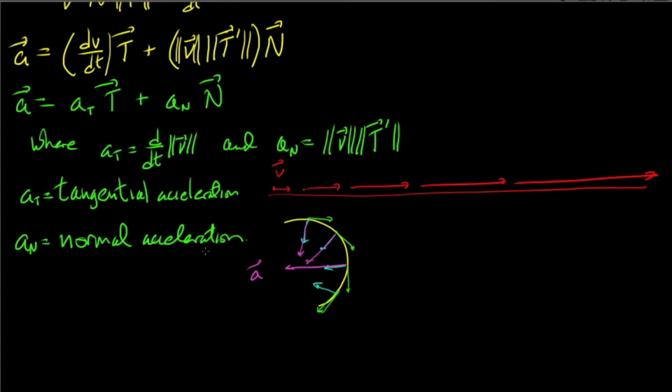Okay, so if you've had physics, this is nothing new. You've seen this before, except you probably haven't called it normal acceleration. You would call this centripetal acceleration. That's centripetal with an N.